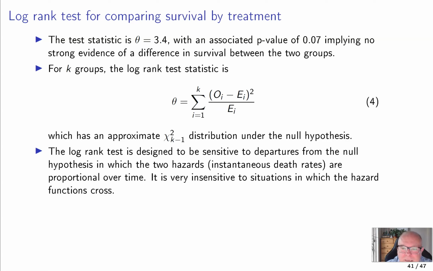Now, that was an example with 2 groups. If we have more groups, then it extends as we would expect. We just calculate observed minus expected squared divided by expected for each group, and then the test statistic has a chi-squared distribution with degrees of freedom equal to the number of groups minus 1.